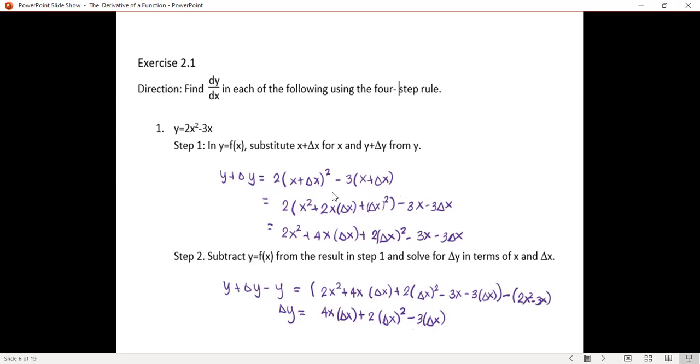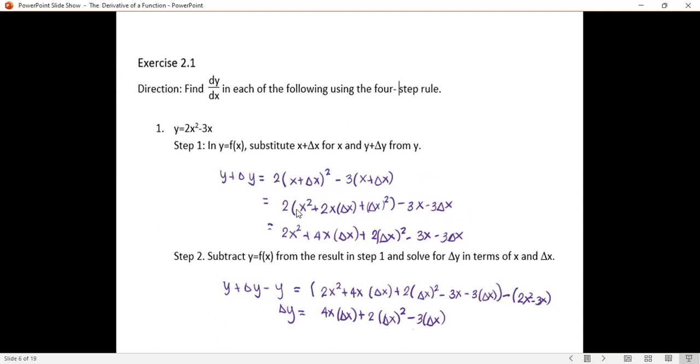But of course, on the right side, we have to simplify. That is, we have to expand x plus delta x squared. So using the square of a binomial, we find the square of x plus delta x to be x squared plus 2x delta x plus delta x squared. And for the second term, we apply the distributive property. So this is minus 3 multiplied by x, so we get minus 3x. Minus 3 multiplied by delta x, so we get minus 3 delta x.